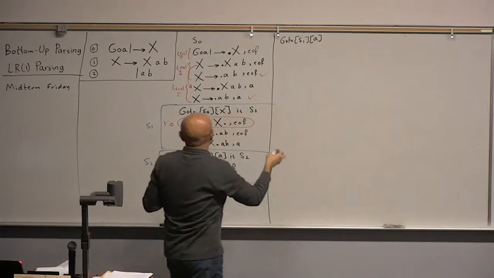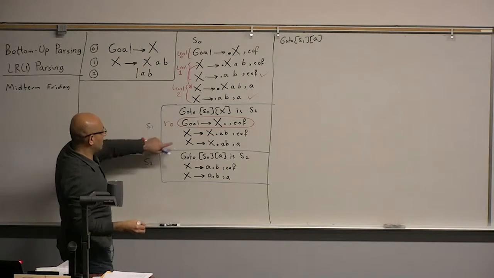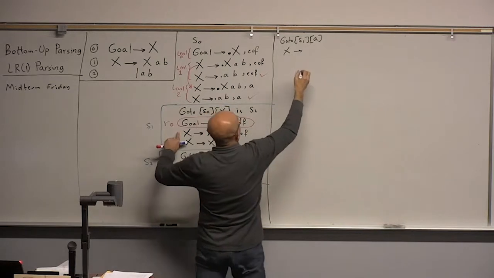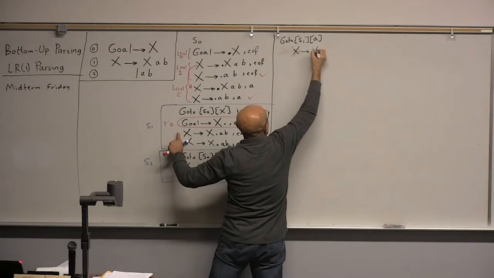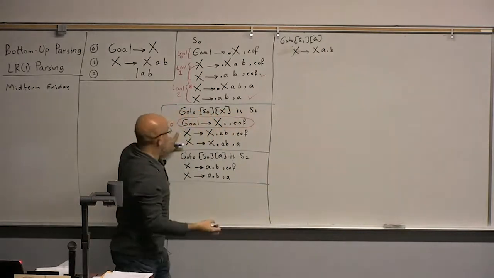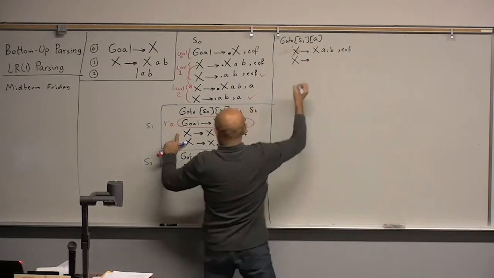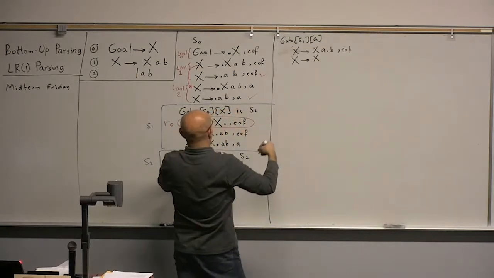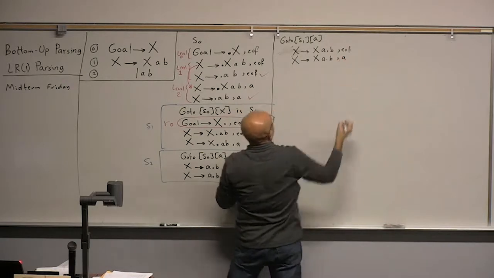This is going to give us... Okay, so now we will look at only these two productions. X is going to become X A, placeholder B. So we're making progress. End of file. And this X is going to be X A, placeholder B with an A lookahead.